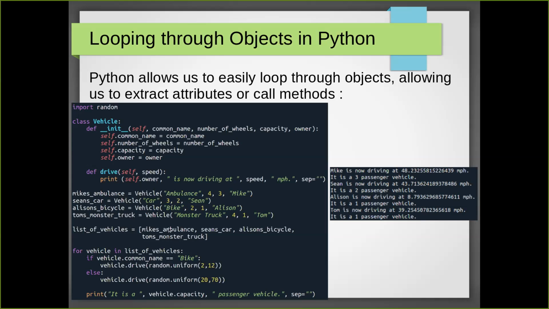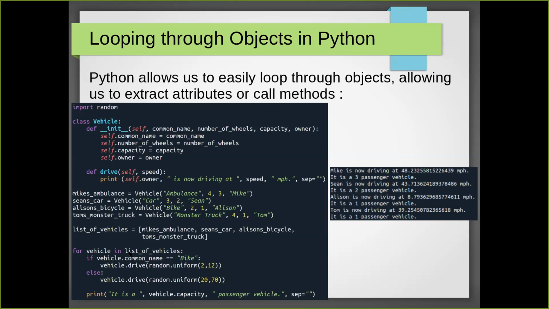And we can also plonk all of those objects into a list, for example. So we can say I have a list of vehicles, and I put in Mike's ambulance, Sean's car, Alison's bicycle, and Tom's monster truck. And then I can loop through that list, and I do some conditional logic and say, if the common name of the vehicle in each item of the list is bike, then drive it at a random speed between this range and this range. Otherwise, drive it at a random speed between these limits.